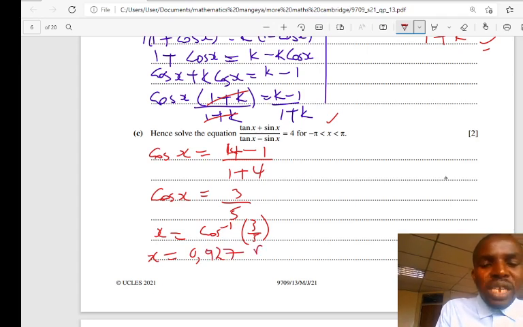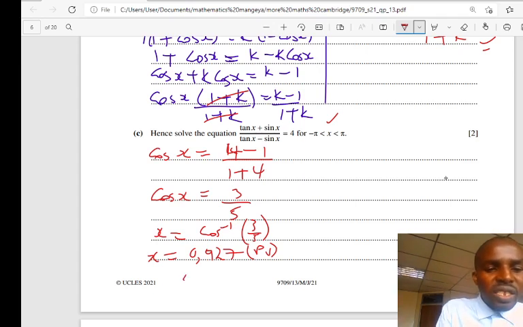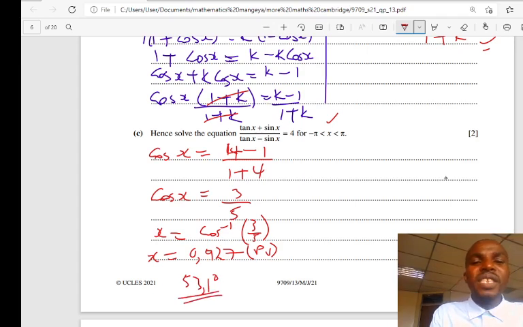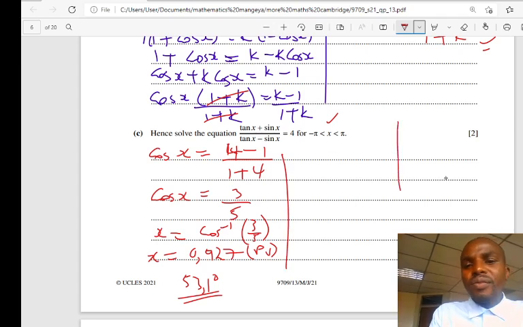So this one will be a principal value, your PV. You can put your answer in degrees, then after that you convert to radians. In degrees, this one is 53.1 degrees. But let me work with radians right away. In this case, let me use the quadrant rule.